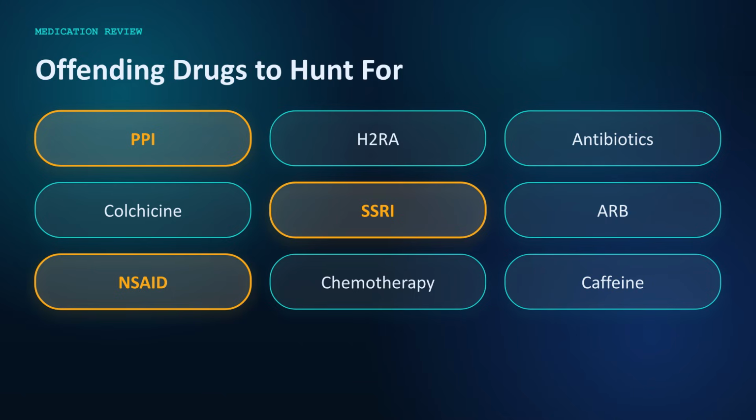Now look back at our patient. She takes omeprazole, a proton pump inhibitor, sertraline, a serotonin reuptake inhibitor, and naproxen, a non-steroidal. She is on 3 drugs from that list at the same time. A careful medication review is one of the highest yield things you will do. And ask about over-the-counter products too. Magnesium-containing antacids and sugar-free products never make it onto the medication list.